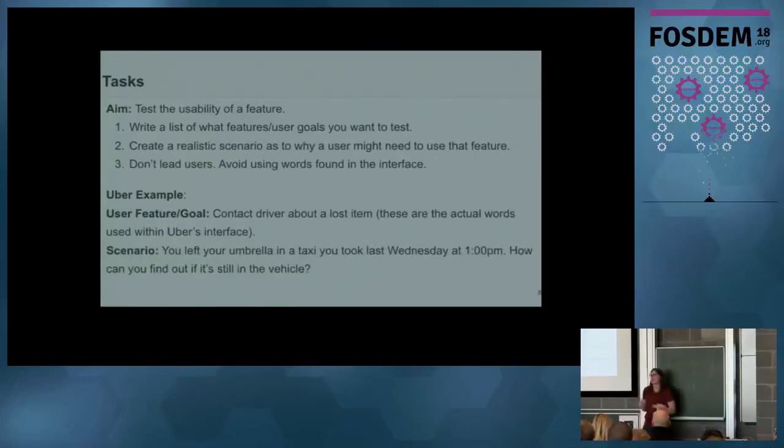Now, if you've correctly screened your users, you might already know that they've taken a taxi with Uber within the last week. So you can pull that into your scenario. It's relatable and users will get it, they'll understand it. Notice how we've avoided using words found in Uber's interface. This is because I want to understand how users would naturally look for that information. I want to find out what kind of words they would think about and where they would go.